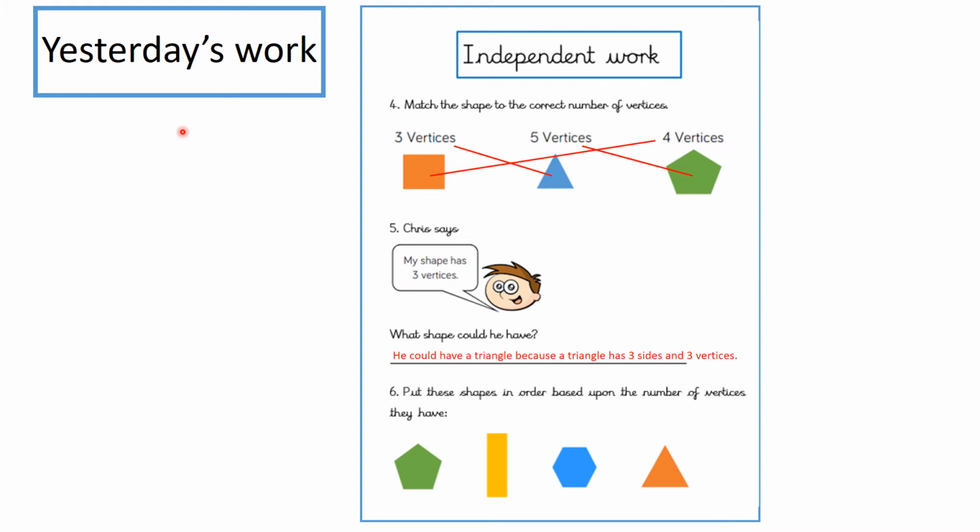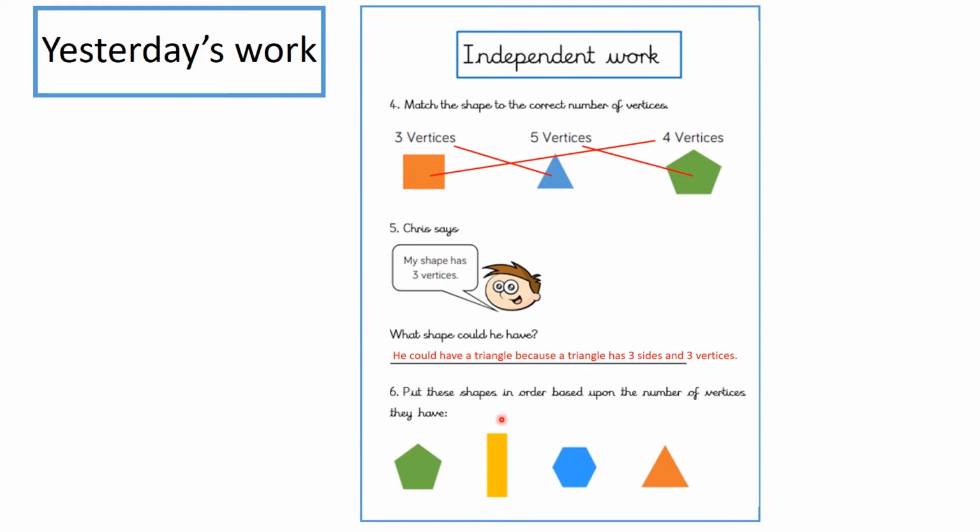And your second sheet you completed yesterday, number 4, you needed to match the shape to the correct number of vertices this time. A vertex was where 2 sides met at a corner. So 3 vertices was the triangle, 4 vertices was the square, 5 vertices was the pentagon. Number 5, Chris says my shape has 3 vertices. What shape could he have? Hopefully your answer said something very similar to mine. I've written he could have a triangle because a triangle has 3 sides and 3 vertices.